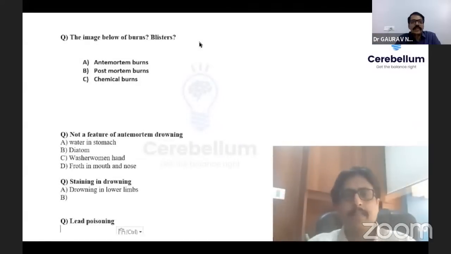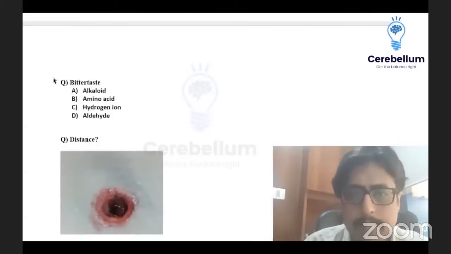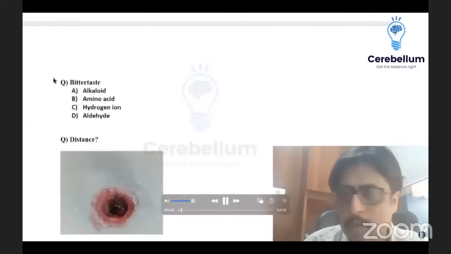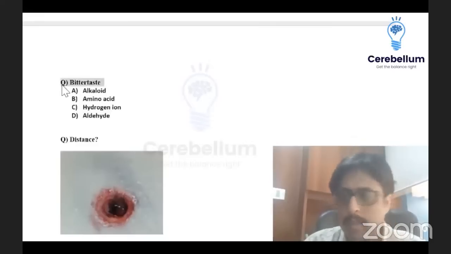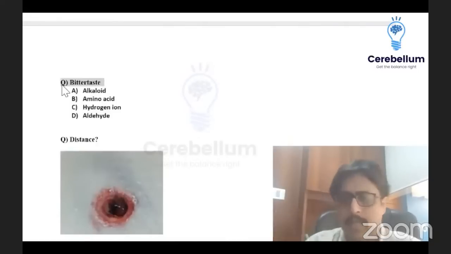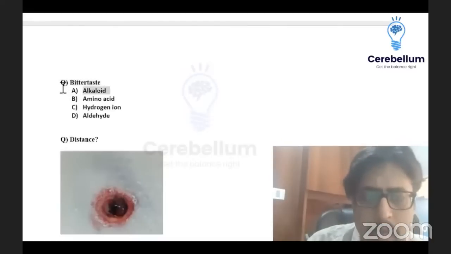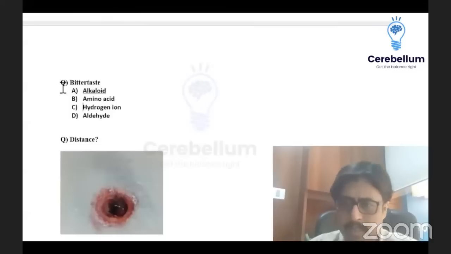Everyone, this is for the forensic medicine questions. I have got the questions in bits and pieces. A lot of questions have been asked in forensic medicine. I think one of the questions was on the bitter taste. A bitter taste occurs due to which one of the chemicals? And this is a very classical thing. The answer here is alkaloid. Alkaloid is the cause of the bitter taste for many, many poisons, including plant-based poisons.